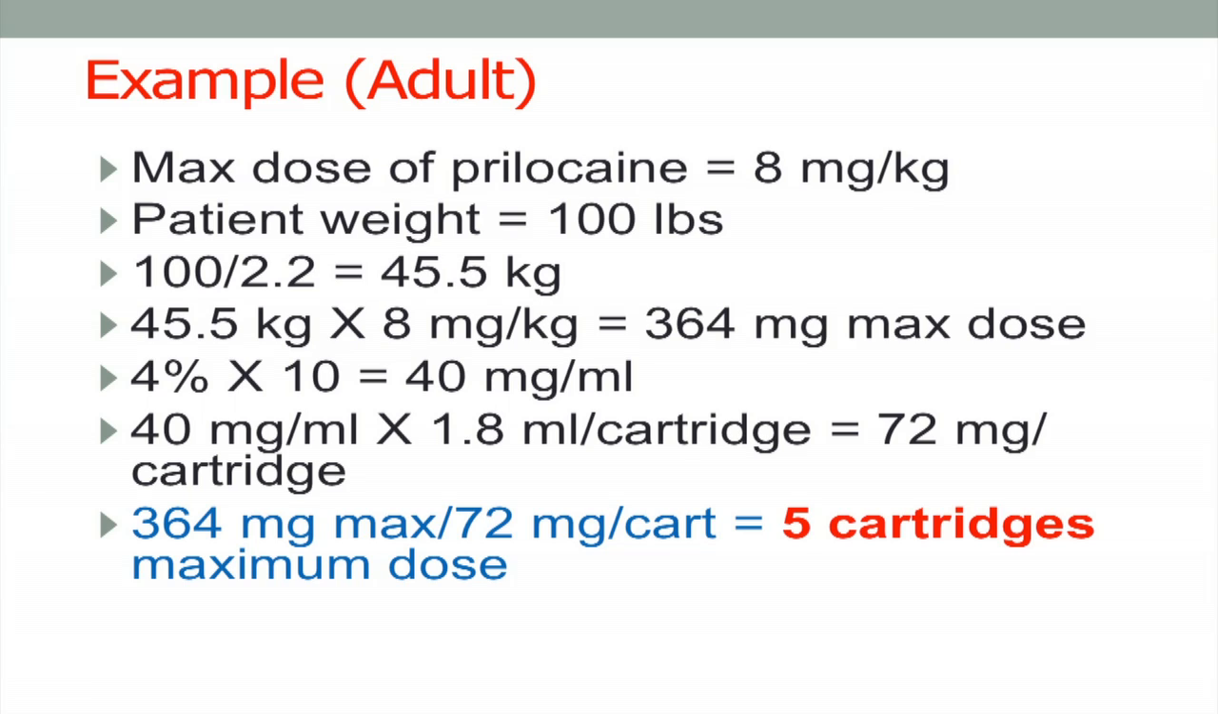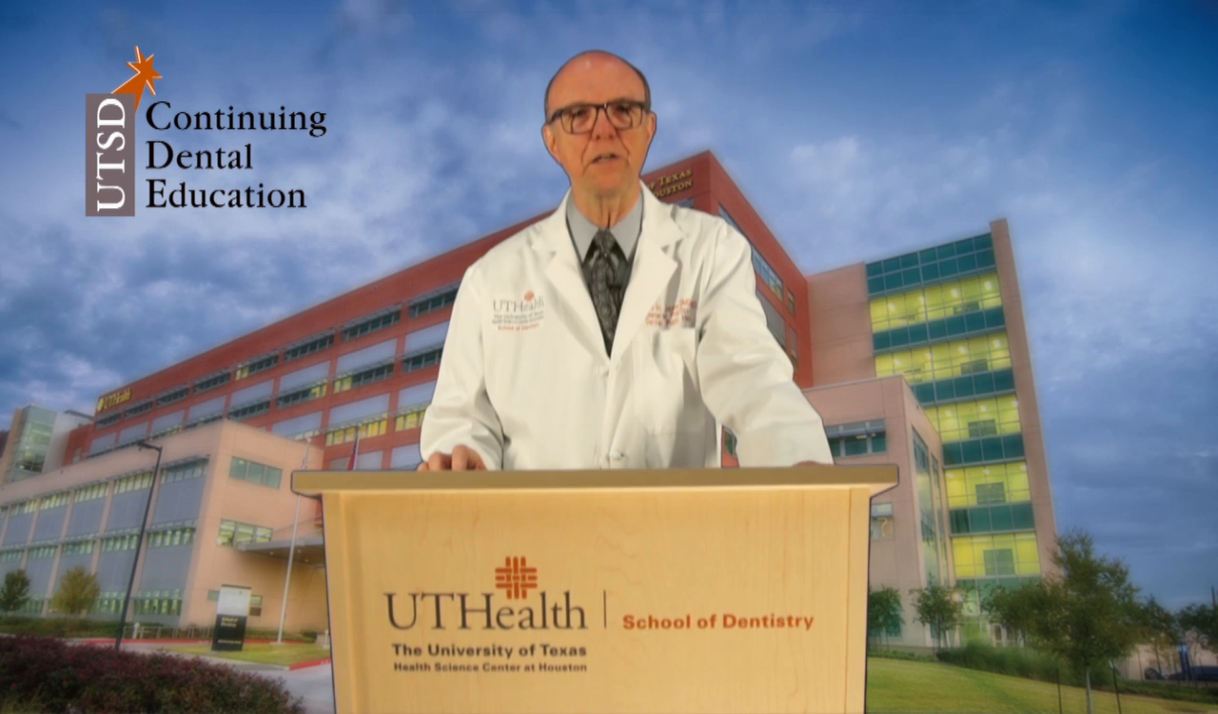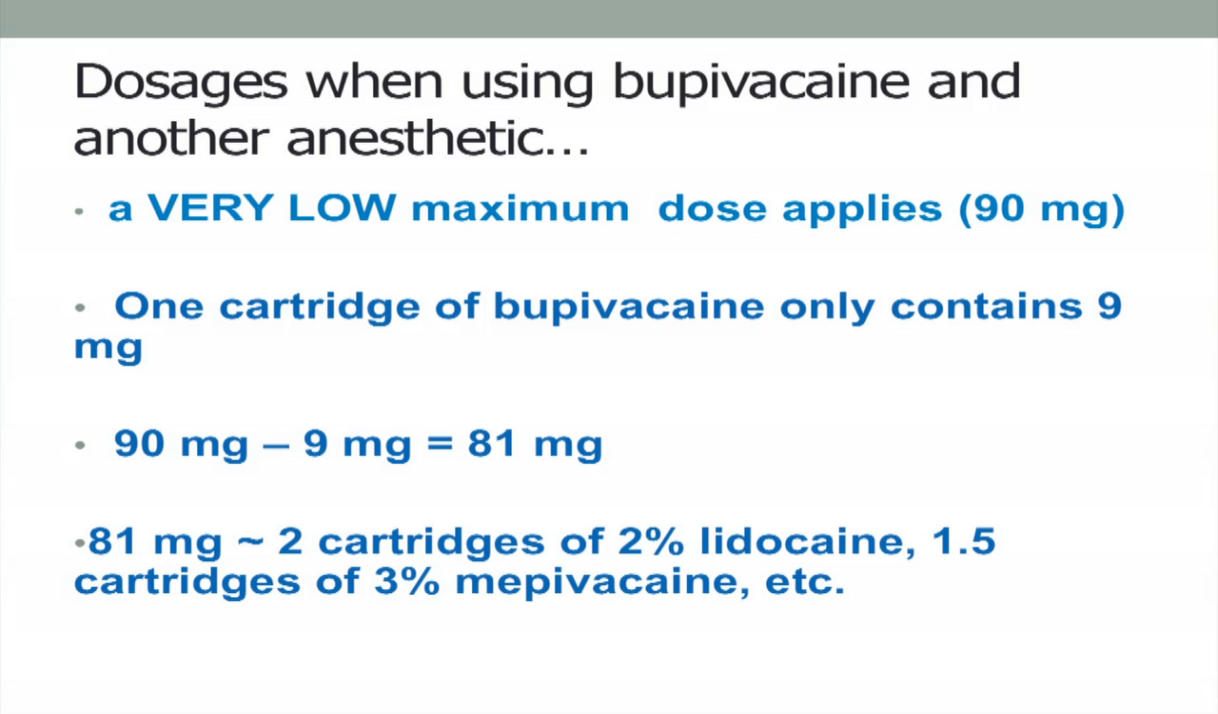It is important to always adjust local anesthetic dosage for body weight. When different local anesthetics are used together in the same patient, the standard rule dictates that the lower of the maximum doses of the individual agents be used to calculate the total anesthetic dosage. For example, when using bupivacaine and another anesthetic, there is a very low maximum total dosage. 1 cartridge of bupivacaine only contains 9 milligrams, so that if we use a maximum allowable dose of 90 milligrams and subtract 1 cartridge of bupivacaine from that, that leaves us a remaining maximum dose of only 81 milligrams total.